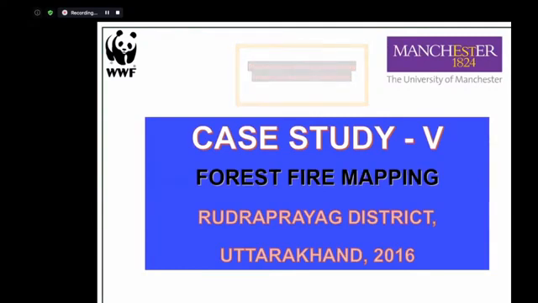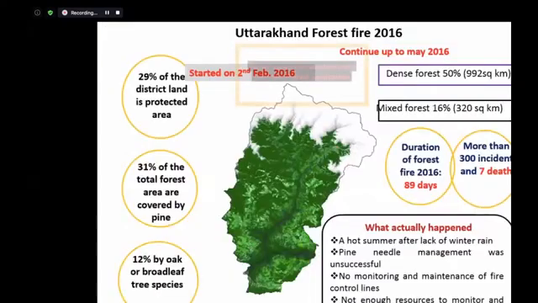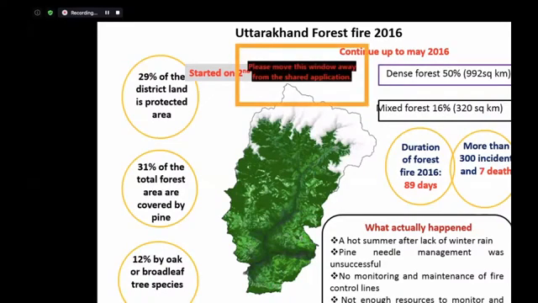Now I'm continuing with my fifth case study, forest fire mapping. For this study, I have used Rudraprayag district. This is a very large forest cover area. In 2016, the Rudraprayag district was 40% forest cover and 60% mixed forest area. The forest fire duration in 2016 was 89 days, with more than 300 incidents and 7 deaths. This is the statistics of the forest fire.